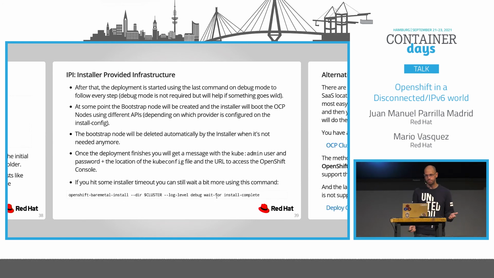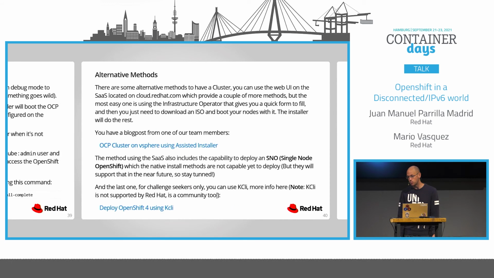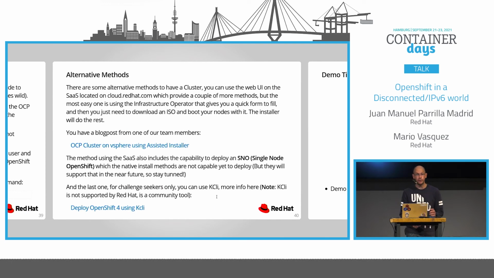And that's it. The deployment should be smooth. You have a couple of alternative methods. The first one is a supported one. It lives in the SaaS, in the software as a service on cloud.redhat.com. It uses as a base a system installer and OCM, and it deploys clusters on premises and also on AWS. And also you have the KCLI tool, which is pretty cool, but it's not supported by Red Hat.